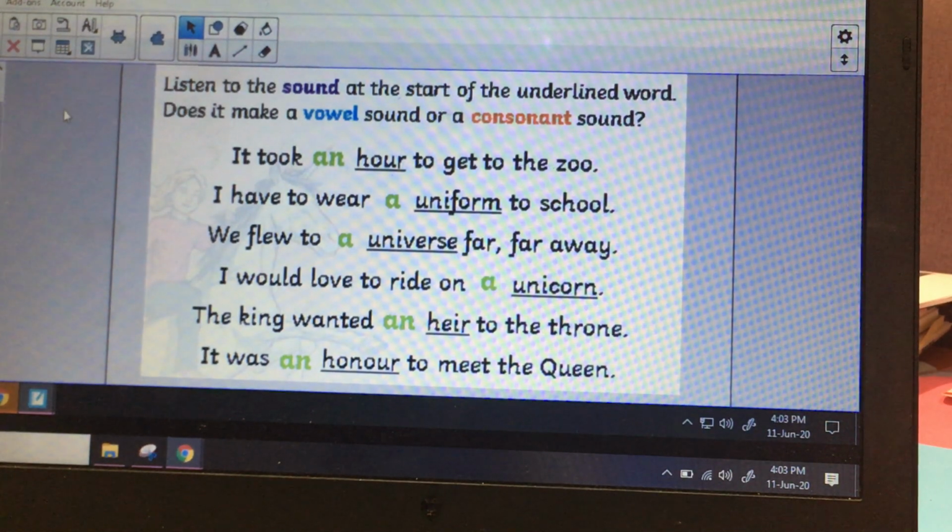So again, how many did you get out of 6? They're quite tricky. You've just got to listen carefully. And it really helps me sometimes to say the word out loud. Okay, so have a go at that if you're struggling.